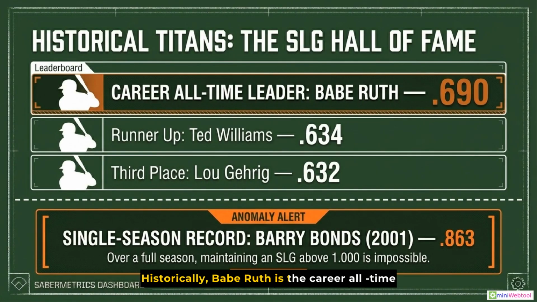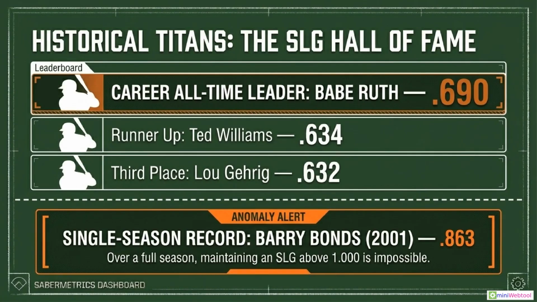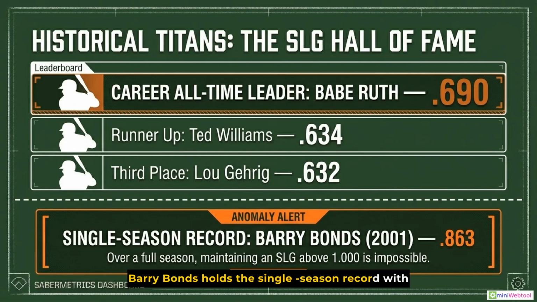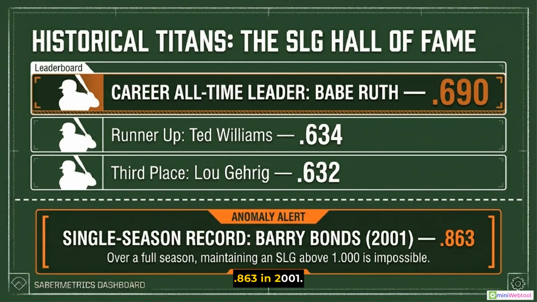Historically, Babe Ruth is the career all-time leader in SLG with .690. Ted Williams and Lou Gehrig follow. Barry Bonds holds the single-season record with .863 in 2001.